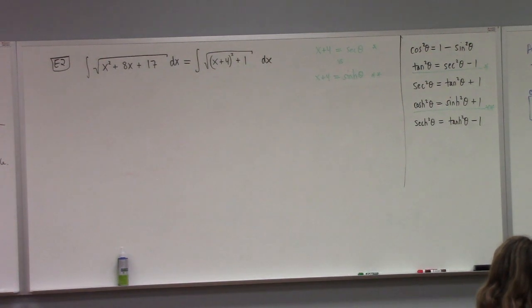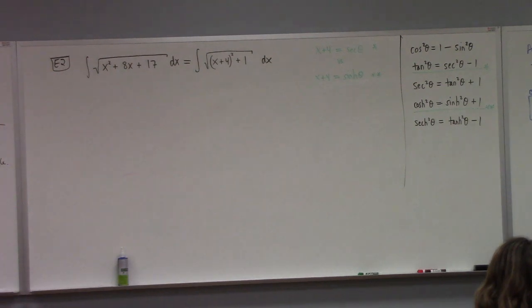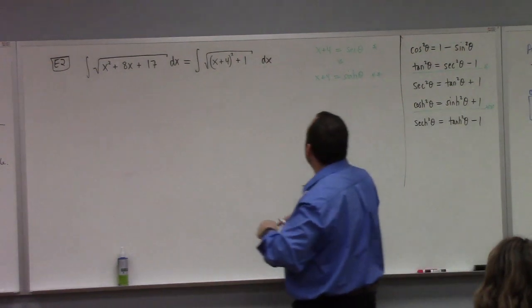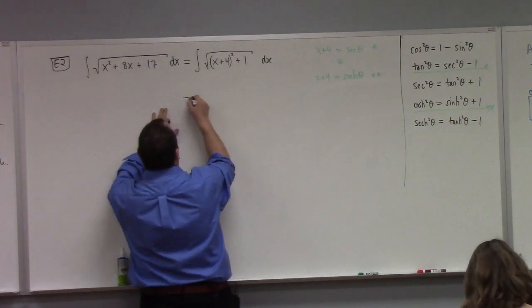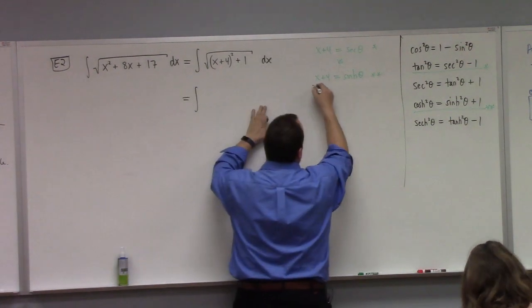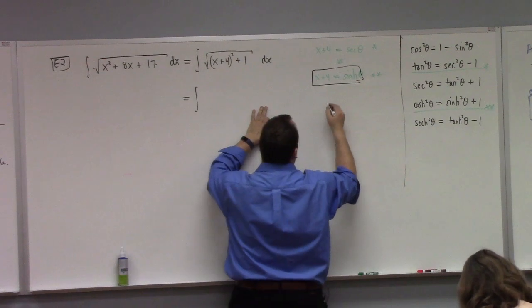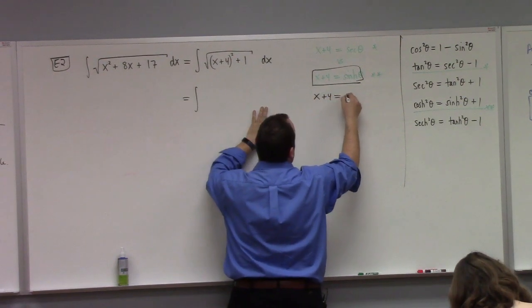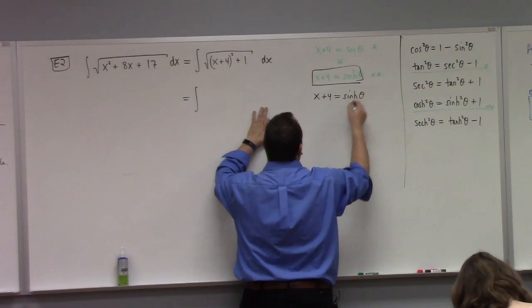So, choose your adventure. What do you guys want to do? Star or star star? Star star. Hey, you guys chose wisely. Because if you chose star, that leads us to the integral of secant cubed. That's no bueno. So if we make x plus 4 equal to hyperbolic sine of theta, let's make this our substitution.